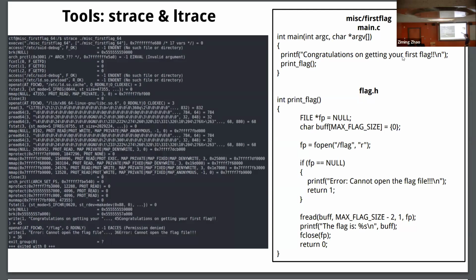This function will use the C library function fopen to open that flag file, then check if the opening is successful. If it is, use fread to read the content of that file into the buffer, then just use printf to print to the terminal, then just close the file. That's it. So how many system calls do you think this program will make?